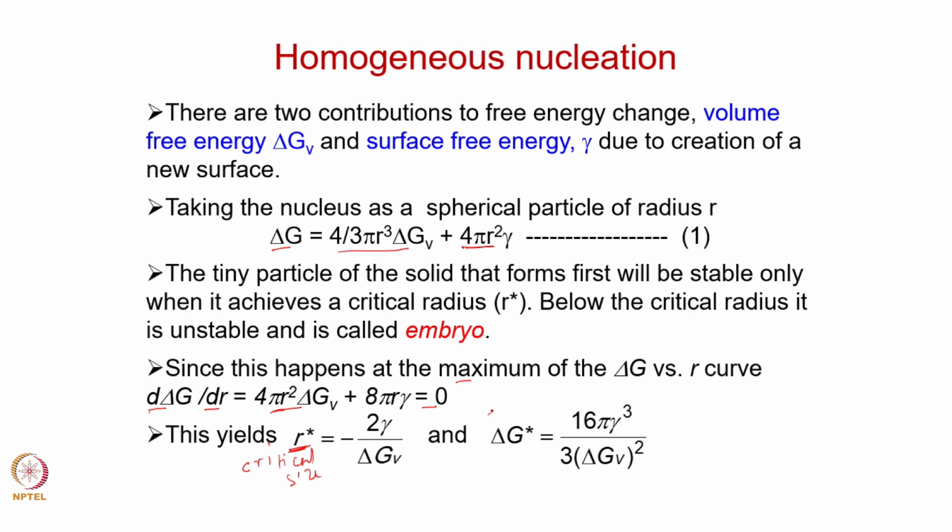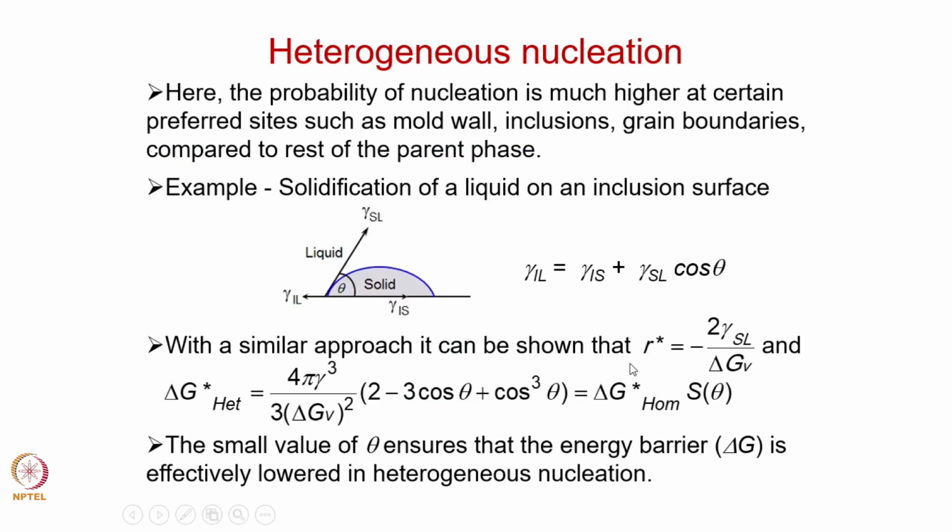And you can also derive the critical free energy change for the nucleus to form. It will be given by this particular equation over here, right? So this is homogeneous nucleation, where the whole process is mainly controlled by the surface energies, okay? So as long as you have a driving force for this surface to be created, this will continue. So what is different in heterogeneous nucleation?